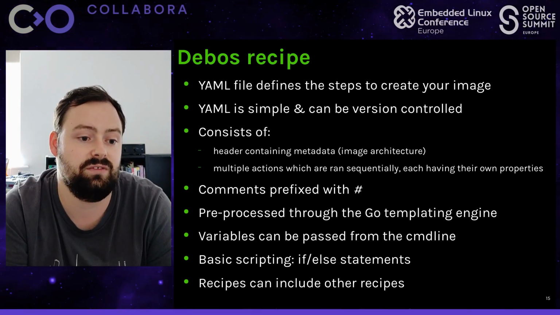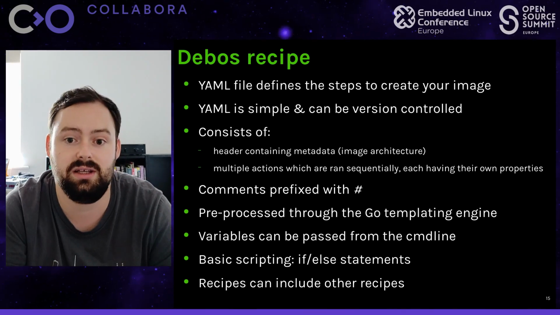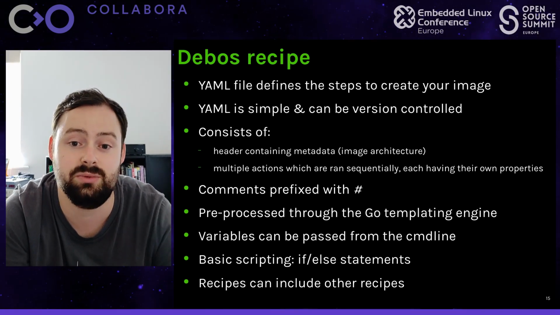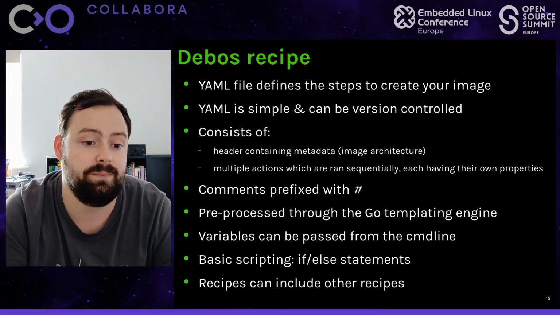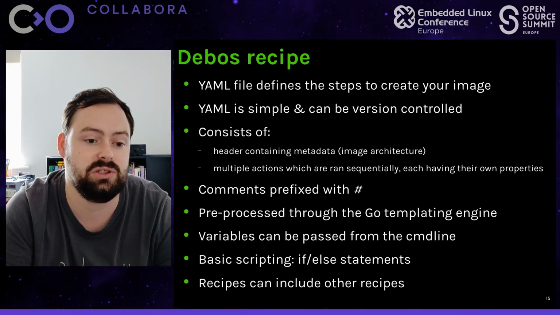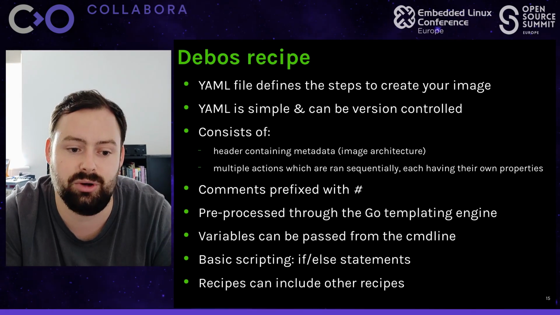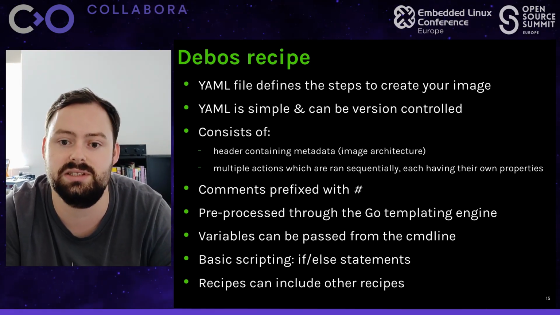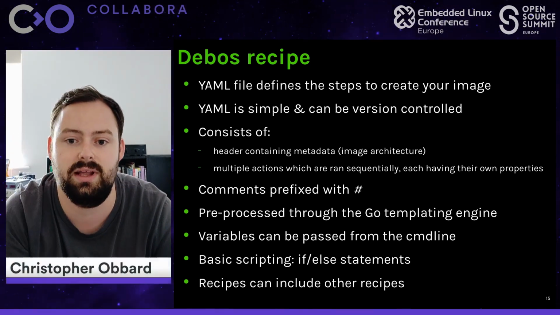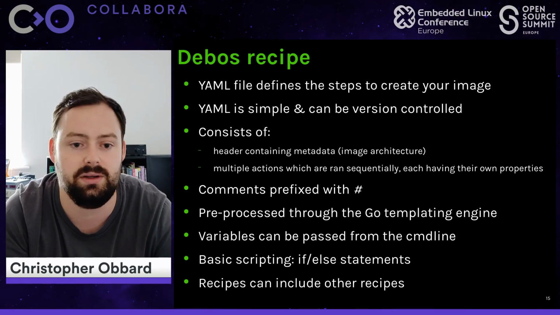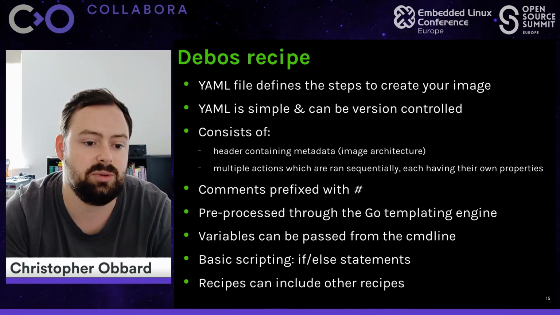The recipe consists of a header, which has got the metadata. Currently, this only consists of the architecture you want to build for. And then after that, there are multiple actions which are chained together. Each of these actions has their own properties. Again, I'm going to come onto these actions in a minute and what they all are and how they all work. Comments can be put in the file.